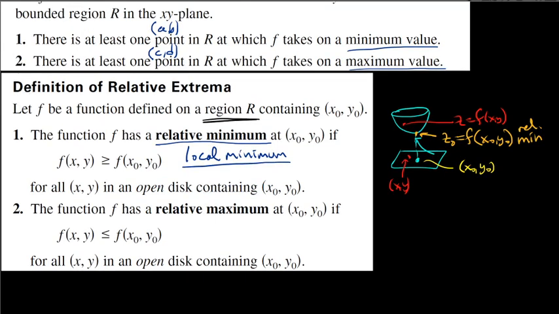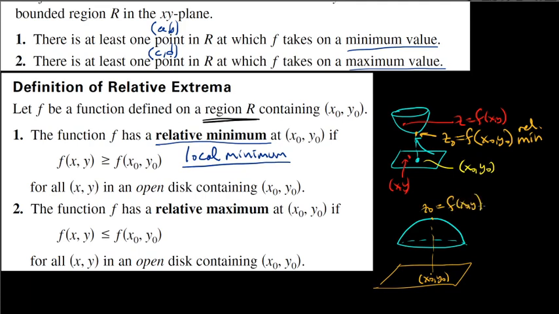And then for the maximum, it's the same thing except the opposite. Now you have a peak instead of a valley. So think of a little hill, a little molehill here, and then your maximum. Here's your xy plane below it. Right below it, you have your x0, y0. But now, the z0, f of x0, y0, is the highest point around.